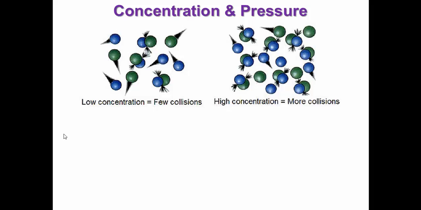What about concentration or pressure? That's another way of causing a reaction to more quickly get to the equilibrium point. If you have a low concentration, the number of collisions is fewer. If you're able to increase the concentration of one or both reactants, then you have more frequent collisions happening that will be more successful.